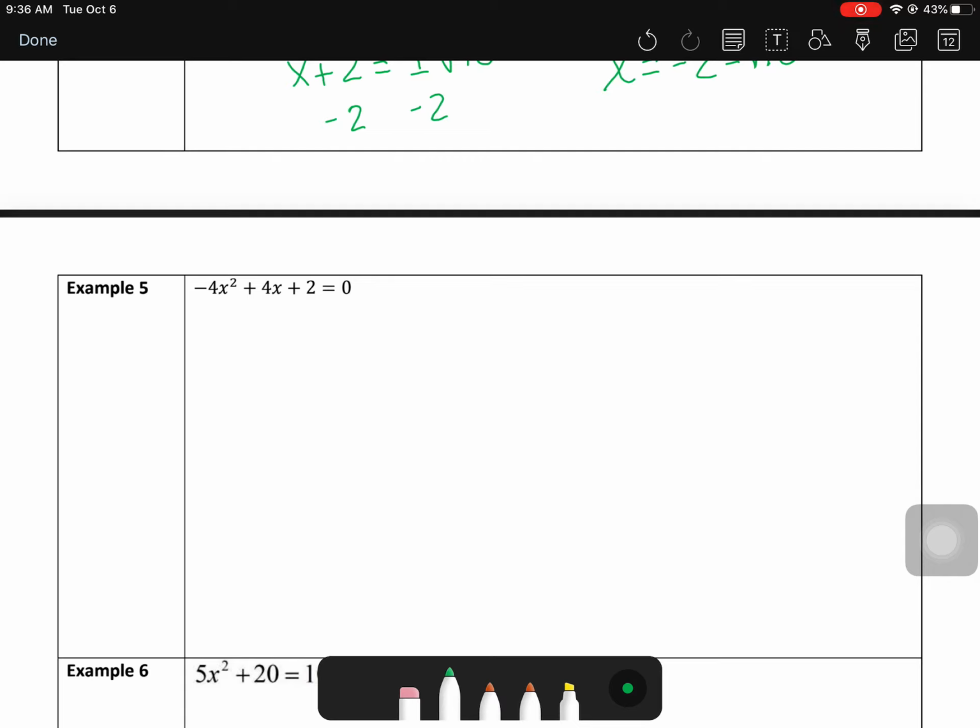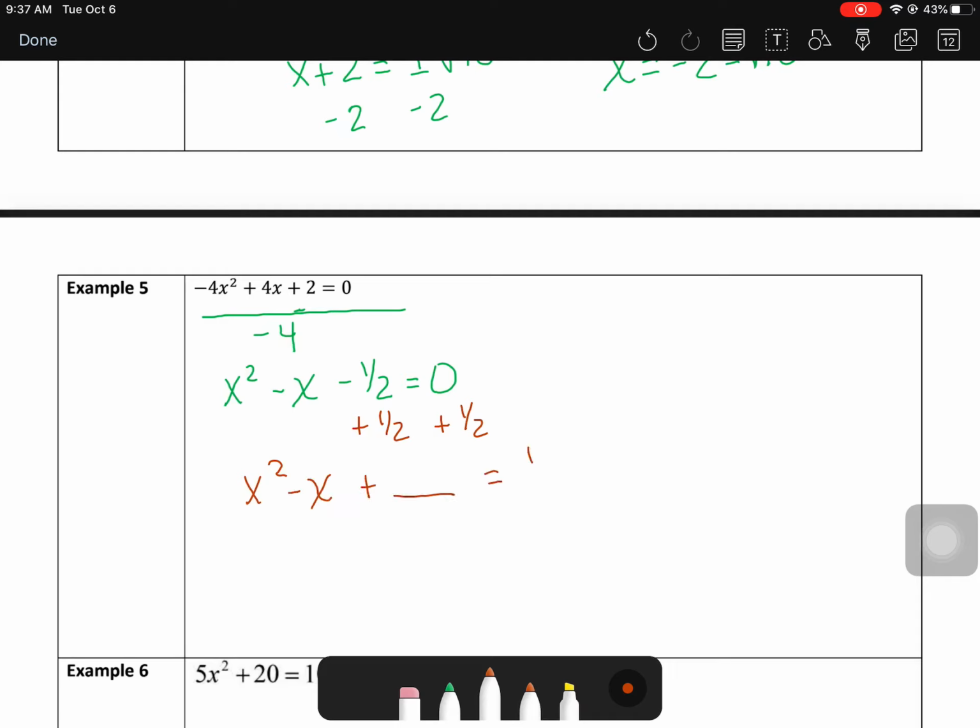All right, next example. We're going to subtract 2. First thing we need to do is we need to divide everything by -4. We cannot complete the square until the leading coefficient is 1. Now we're going to add the c to both sides. So we have x squared minus x plus blank equals 1/2 plus blank.